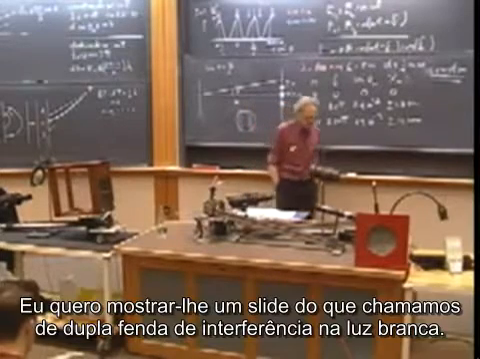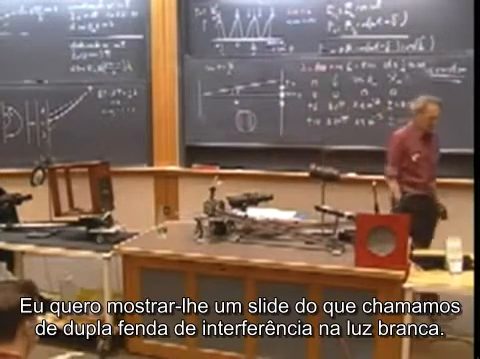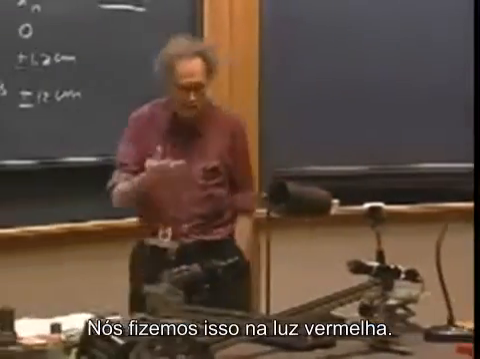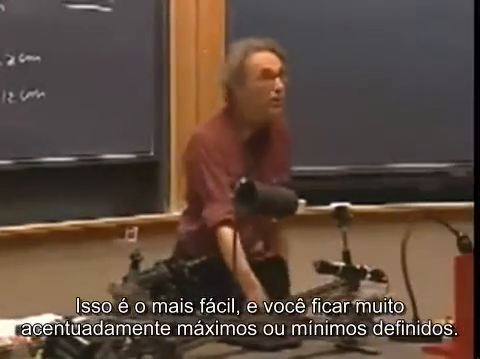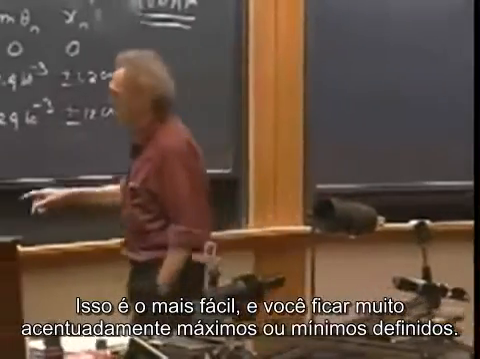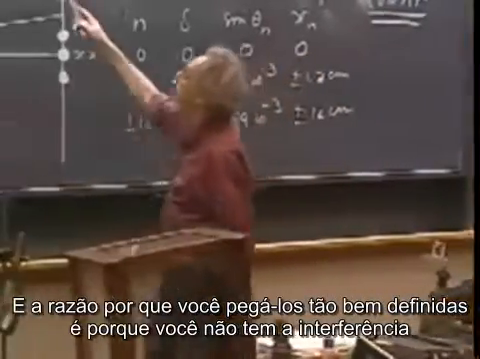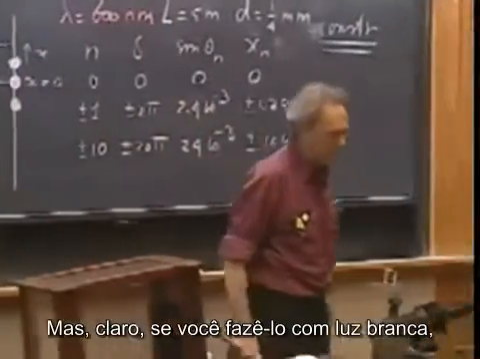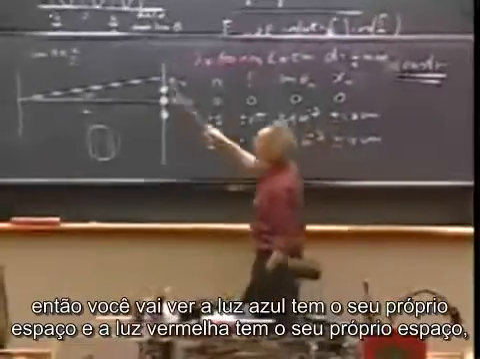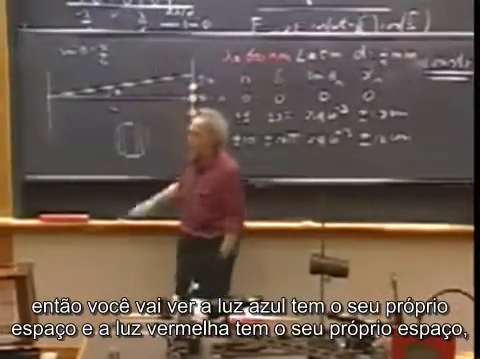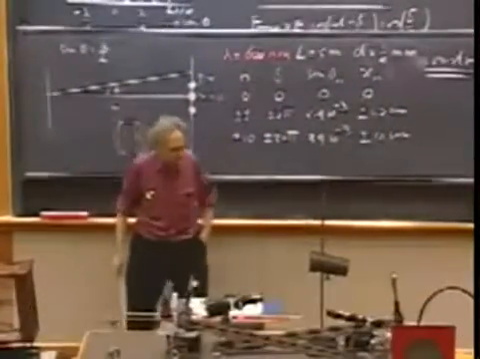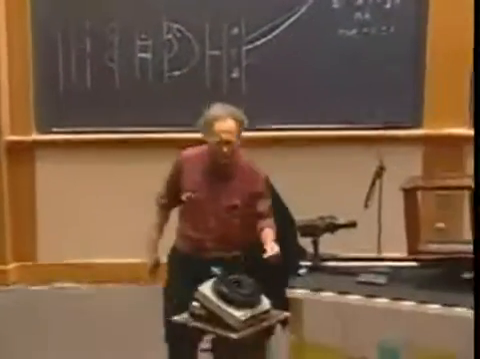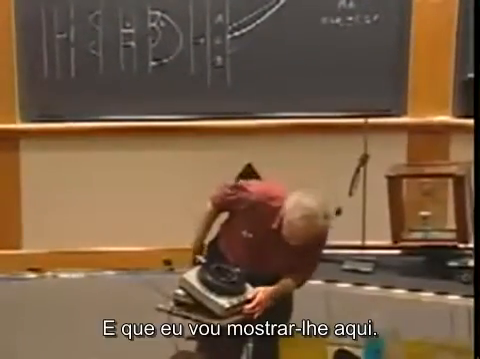I want to show you a slide of this, what we call double slit interference, in white light. We did it in red light. That's the easiest, and you get very sharply defined maxima and minima. The reason you get them so sharply defined is because you don't have the interference of the other color. But of course, if you do it with white light, then you will see the blue light has its own spacing and the red light has its own spacing. And the net result, of course, is that you see a somewhat different pattern. And that I will show you here.